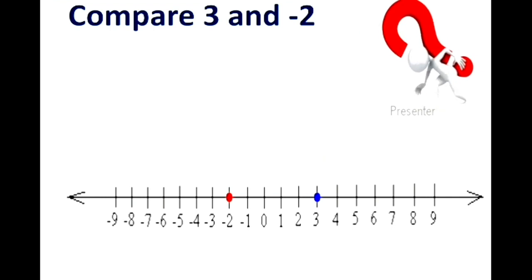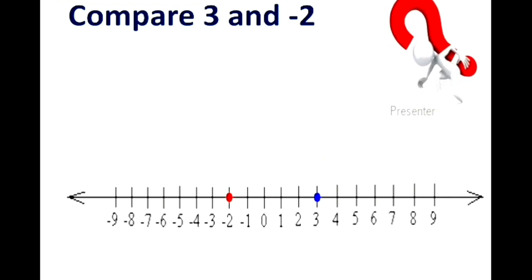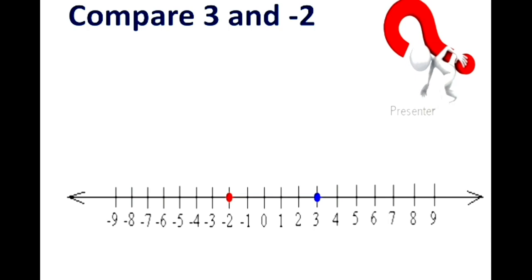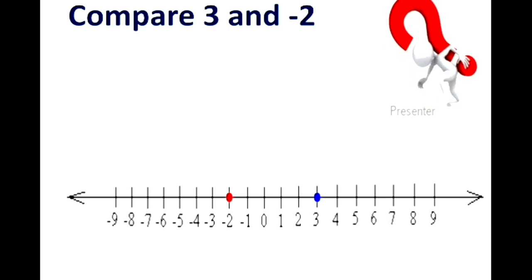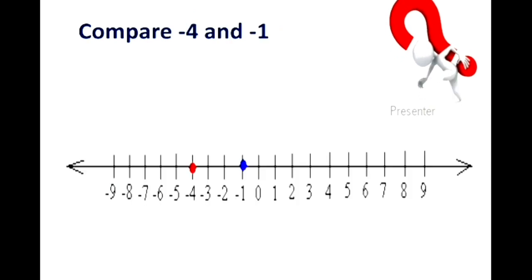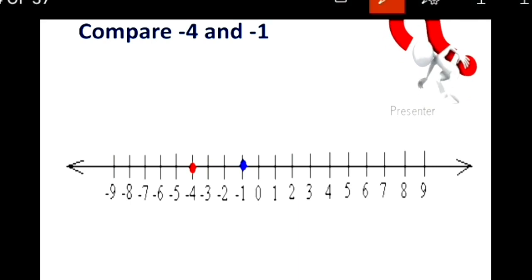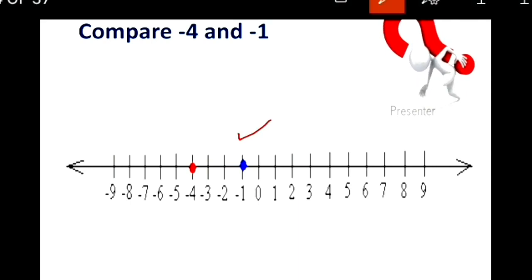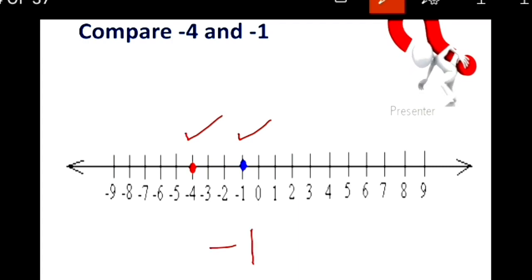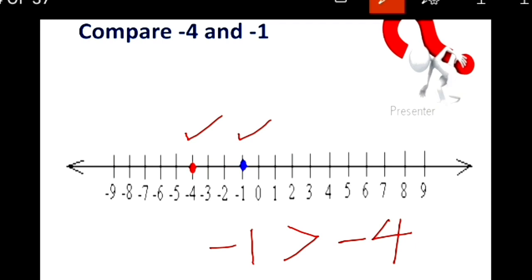You can compare 3 and -2 now. 3 is a positive integer, whereas -2 is a negative integer. So 3 is greater than -2. Now there are two negative numbers, -4 and -1. You can see -1 is closer to 0 as compared to -4. That is why -1 is greater than -4.